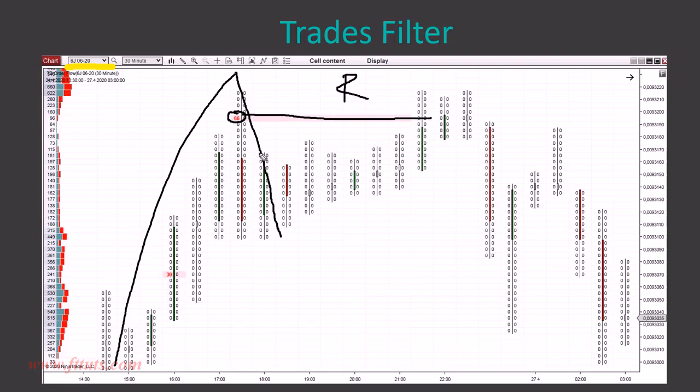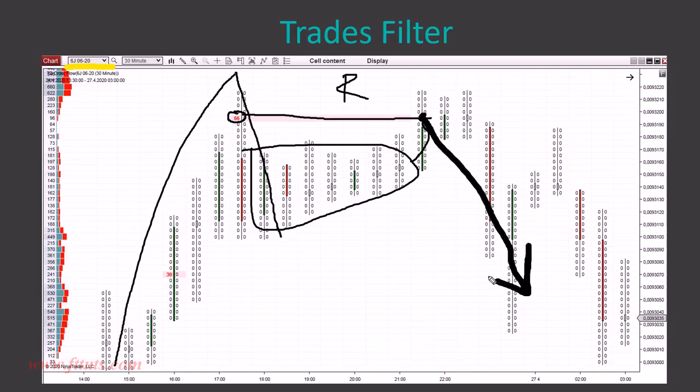So this is a resistance. Price is rotating below it. Then there is the pullback in here and short from there. Those sellers rejecting higher prices again, defending their selling positions and pushing the price into a sell-off.